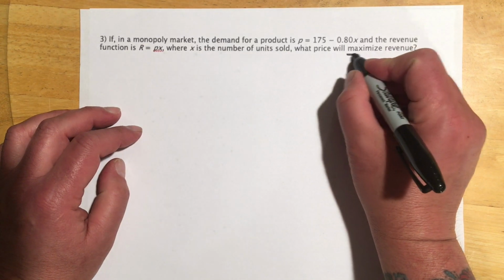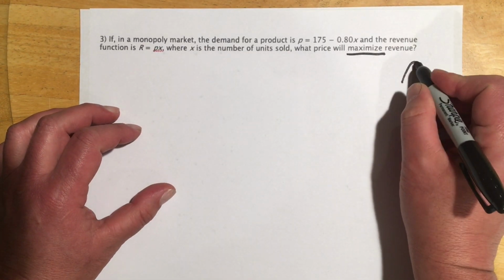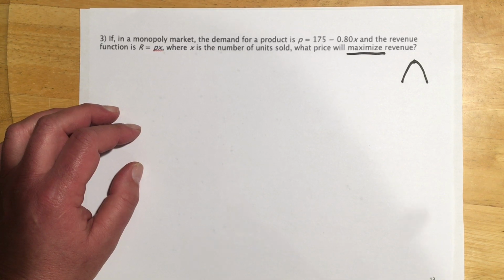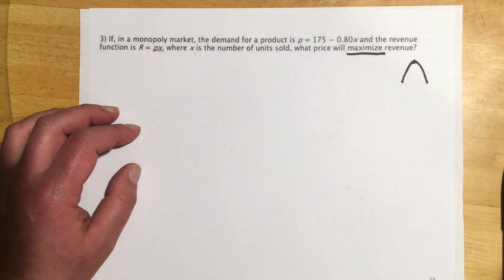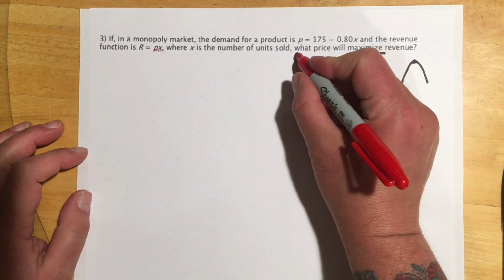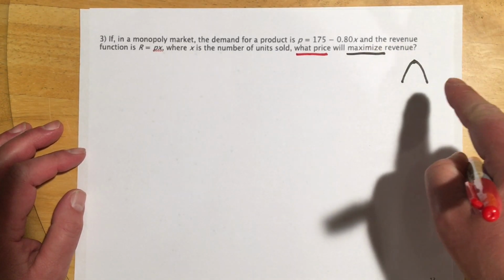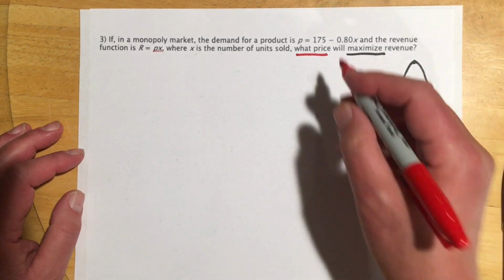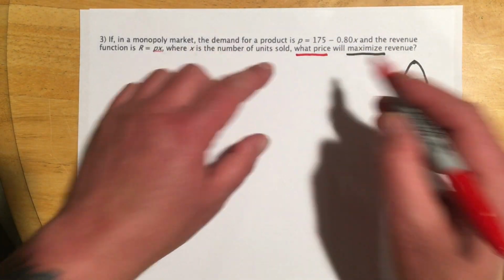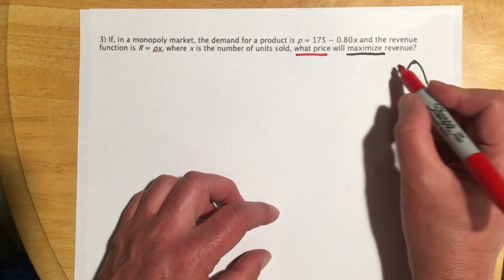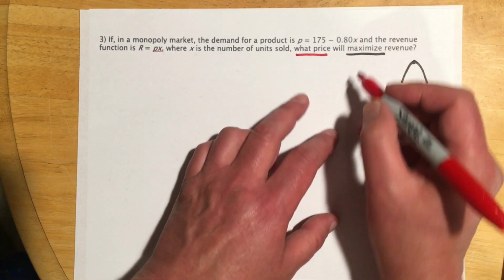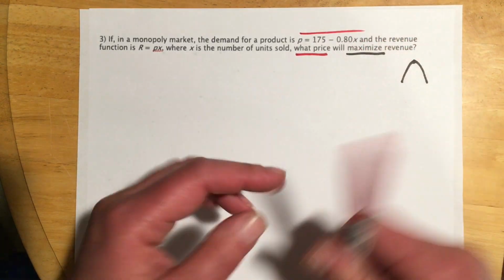First thing is what will maximize revenue. So that means, again, we're thinking of an upside down parabola, and we're looking for the vertex. Next thing is what price will maximize revenue. So notice it's not asking what the maximum revenue is, it's asking what the price would be. So that means when we go back to solve, once we figure out where this maximum is happening, we don't want to know the maximum of the revenue, we want to know the maximum of the price. So we're going to have to plug back in that equation right there.